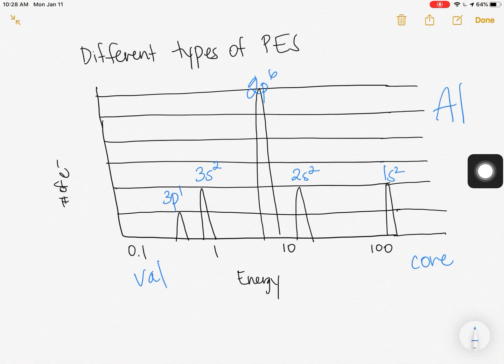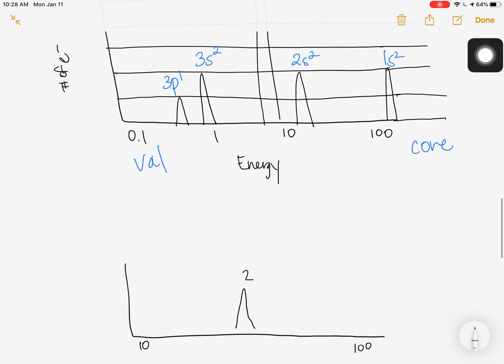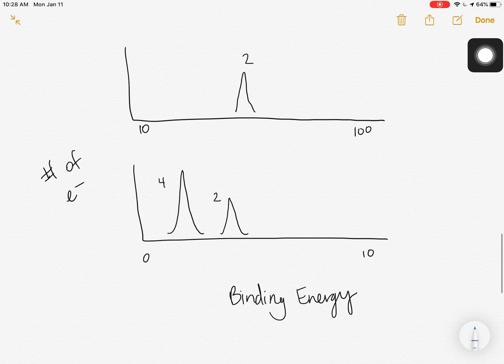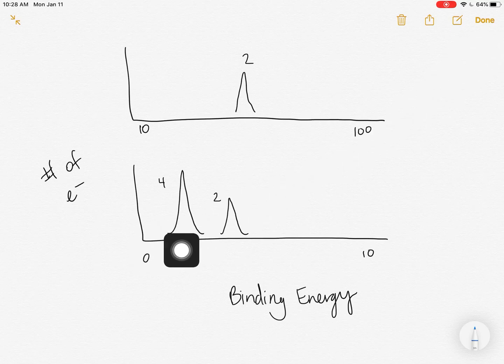Oh gosh. And then the other one is way less common, but it's kind of like a double graph. They're like stacked on top of each other. I'm not really sure why they do this, although it does do a pretty decent job of showing you valence and core. So in this case, again, all you have to do is watch your x-axis. So here's my low energy, here's my higher energy, right? 10 to 100, somewhere up in here. So this is going to be your core.